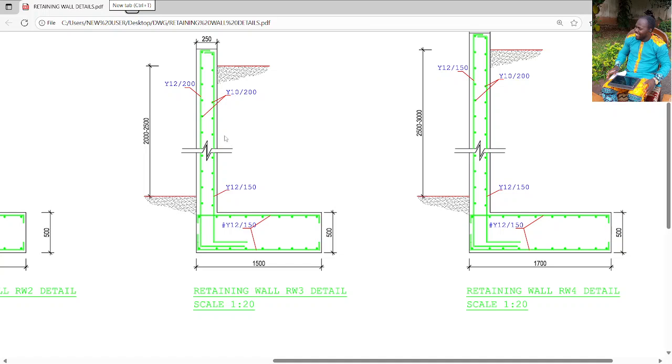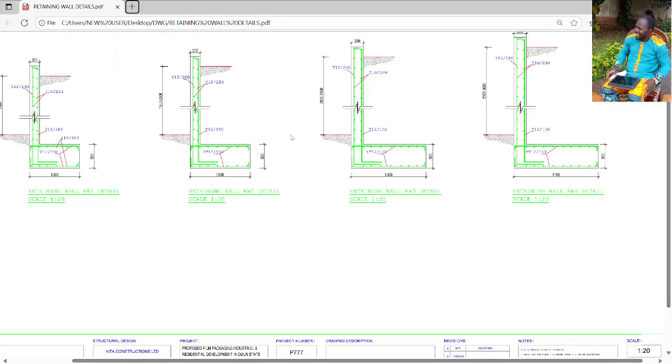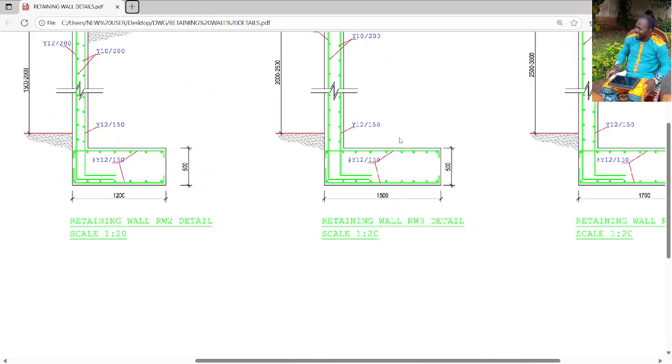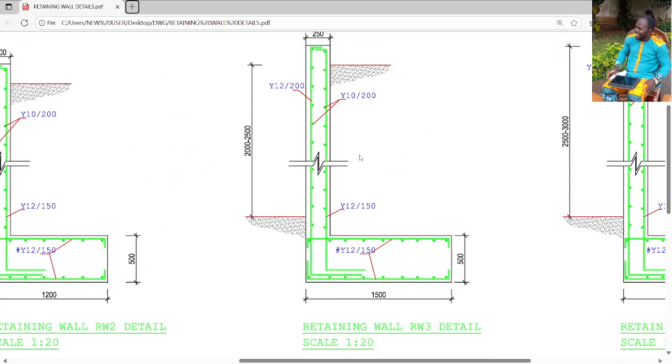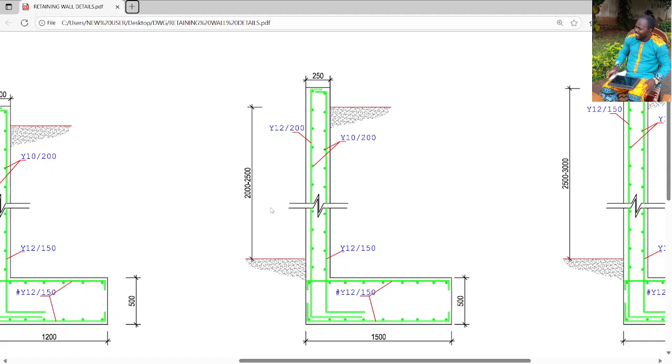Now, as you can see from my drawing here, we have a typical design for a retaining wall with the respective details. This drawing has four retaining walls of different sizes. I just picked one, so let's concentrate on this very one here. Now this is the depth.